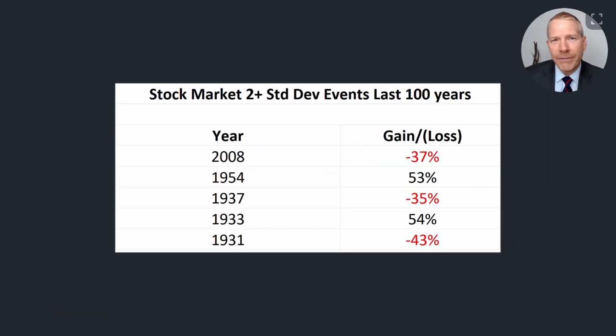Here are the 5 2+ standard deviation events for the S&P 500 and its predecessor index for the last century. There are only 5. 2008 was the most recent, -37%. 54 plus 53, 37 minus 35, 33 plus 54, 31 minus 43. These are the worst case scenarios and best case scenarios over the last 100 years for the S&P 500.